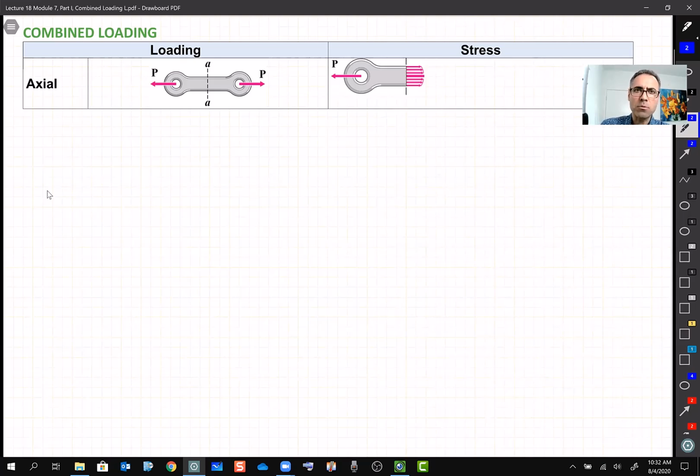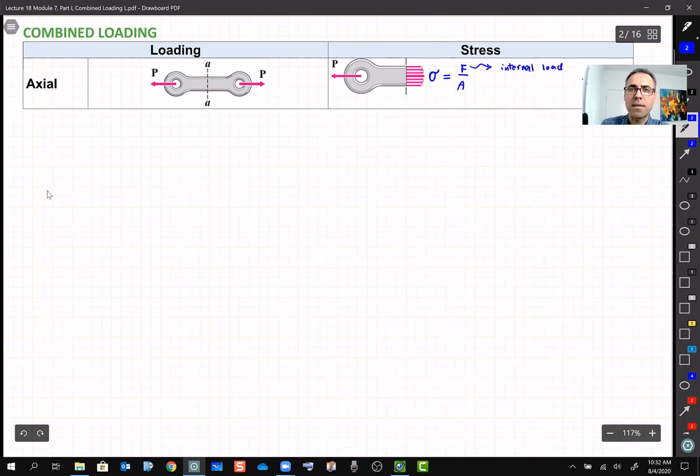With the axial load, the scenario was very simple. We said it's going to create a normal stress. That normal stress, we call it sigma, and this sigma is simply force divided by A, or I'd better show it by F divided by A, where this F is the internal load, which for this simple case is equal to P, and A is the cross section.